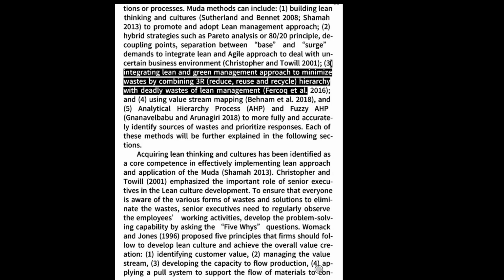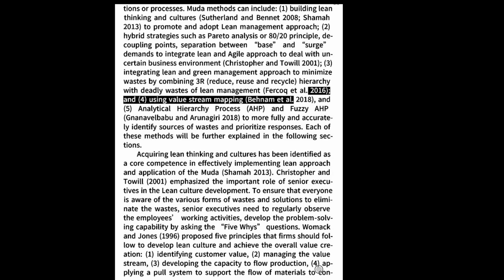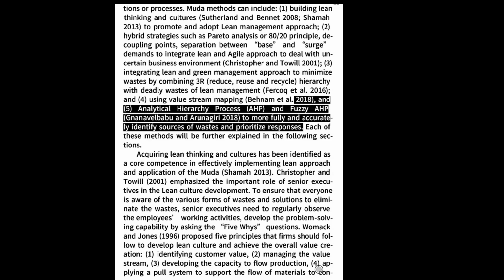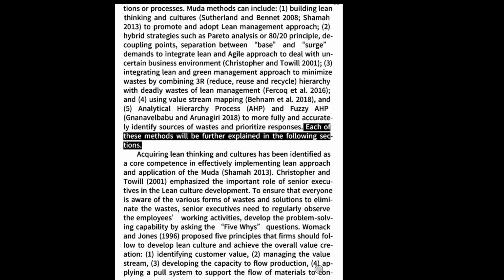3. Integrating lean and green management approach to minimize wastes by combining 3R, reduce, reuse and recycle hierarchy with deadly wastes of lean management, Furcock et al. 2016, and 4. Using Value Stream Mapping, Benham et al. 2018, and 5. Analytical Hierarchy Process, AHP, and Fuzzy AHP, Yanavel Babu and Aran Ejiri 2018, to more fully and accurately identify sources of waste and prioritize responses. Each of these methods will be further explained in the following sections.